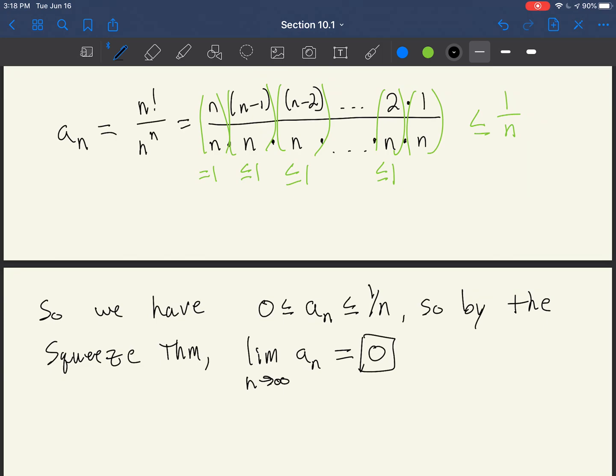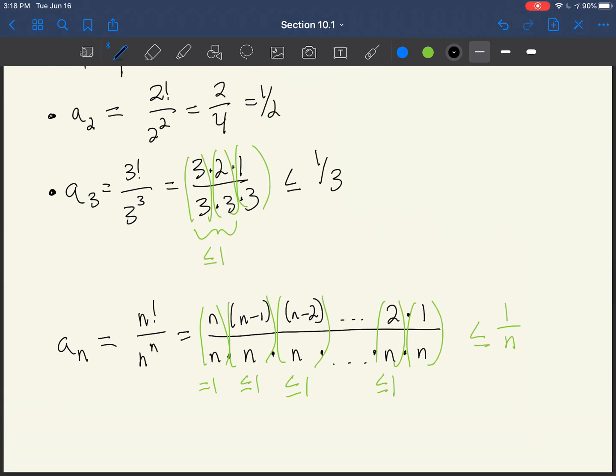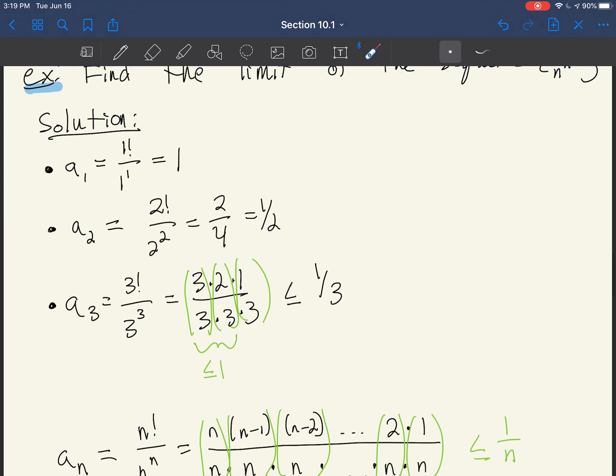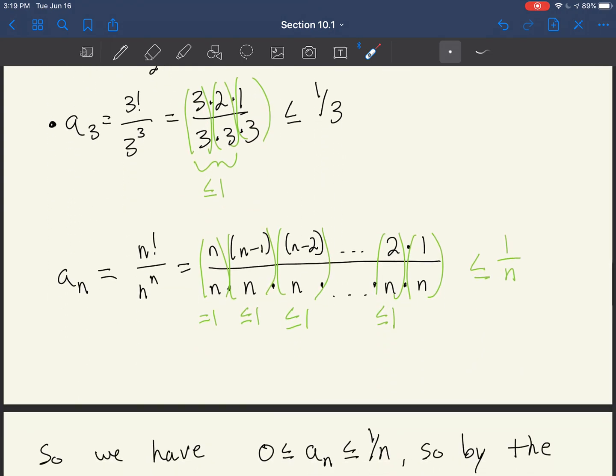So why was this an important example? First off, it showed you a unique way of looking at this factorial and n to the n. Breaking up the n factorial by looking at the different terms will be common in future sections. But the other reason this is important is looking at a_n. It's a very common thing to say, and I will even say this, that n factorial is the fastest growing thing that we know.